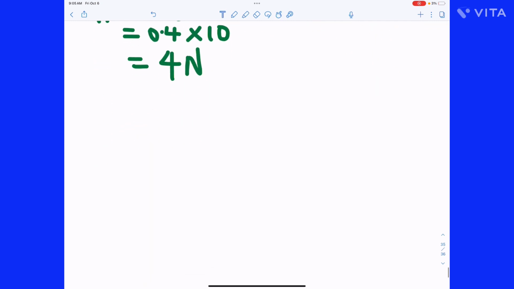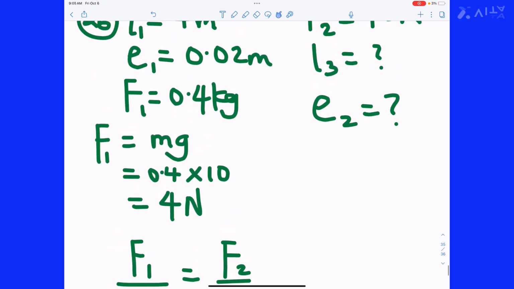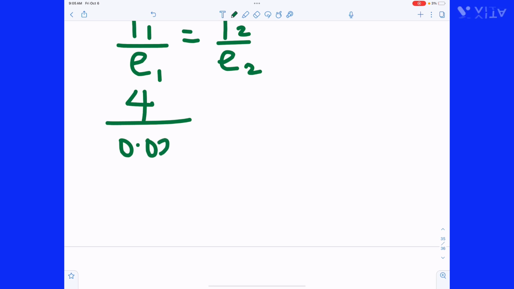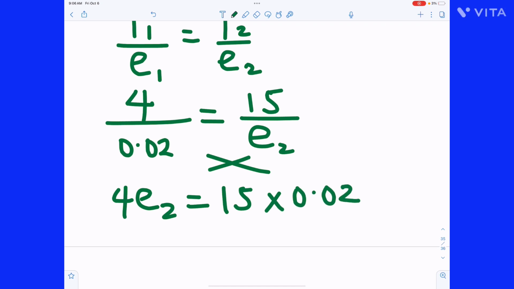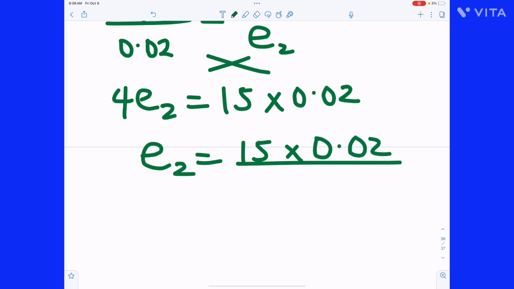We know from Hooke's law that F1 over E1 is equal to F2 over E2. So if a force of 4 newtons produces an extension of 0.02 meters, a force of 15 newtons will produce E2. So we cross multiply. 4E2 is 15 times 0.02 meters. That gives you E2 is 15 times 0.02 over 4.